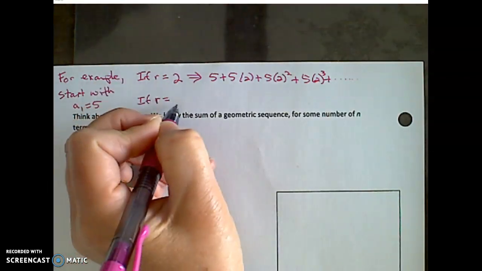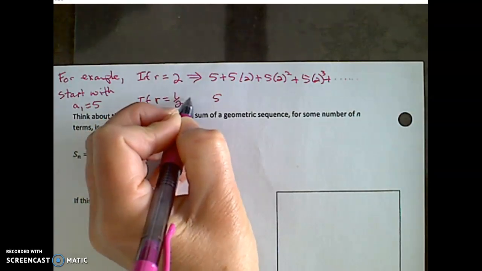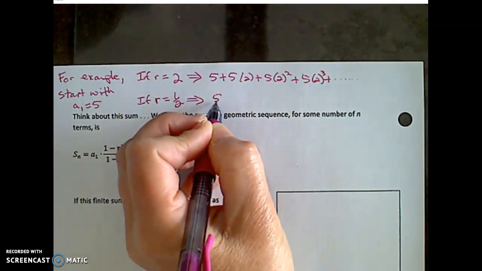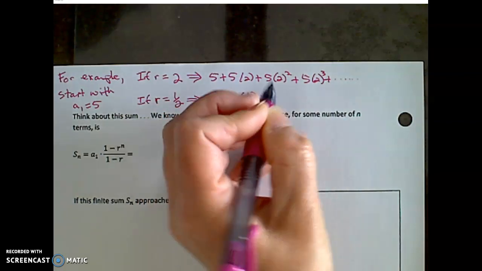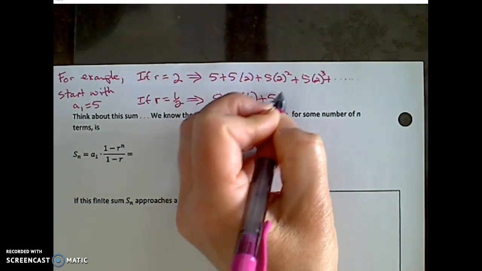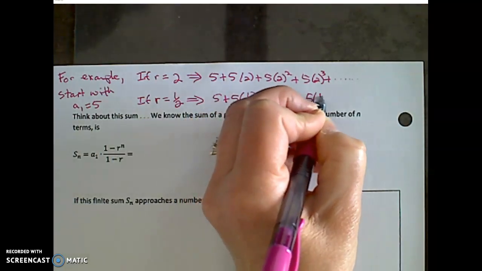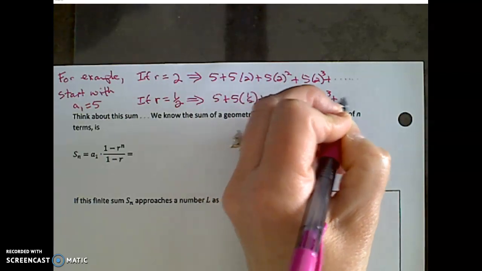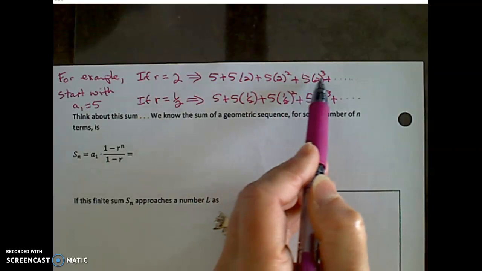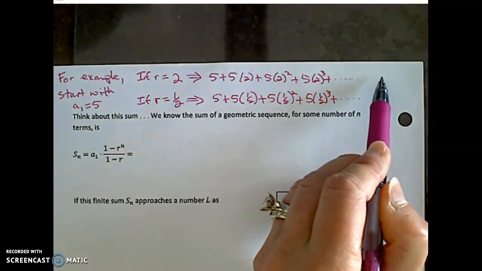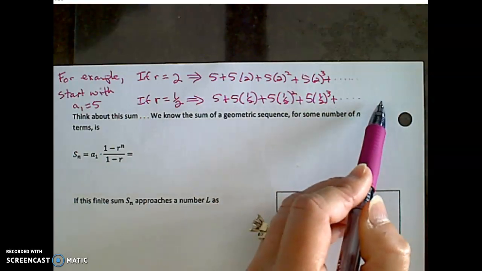Now consider, again starting with 5, but with a common ratio of 1/2. That implies my first term would be 5. I'm going to add it to my second term, which is going to be 5 times 1/2. Add that to my third term, which is 5 times 1/2 squared, plus 5 times 1/2 cubed, and keep adding and adding. What would this sum eventually be? Versus what would this sum eventually be?